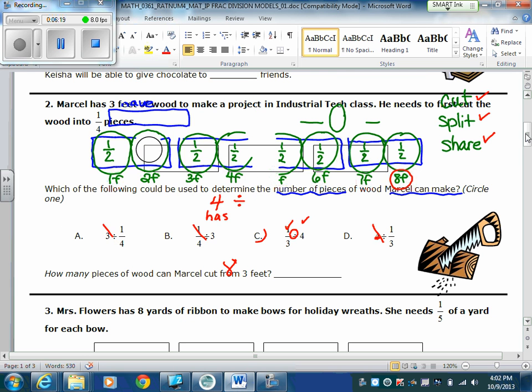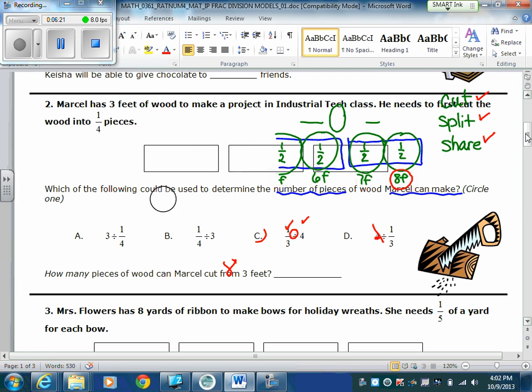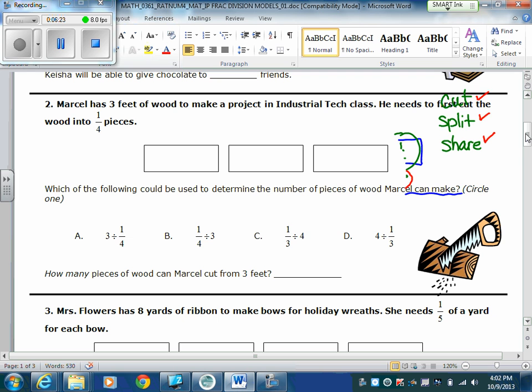Number 2 says Marcel has 3 feet of wood to make a project in industrial tech class. He needs to first cut the wood into 1/4 pieces. Okay, so our question says that he has 3 feet of wood. This is what he has.